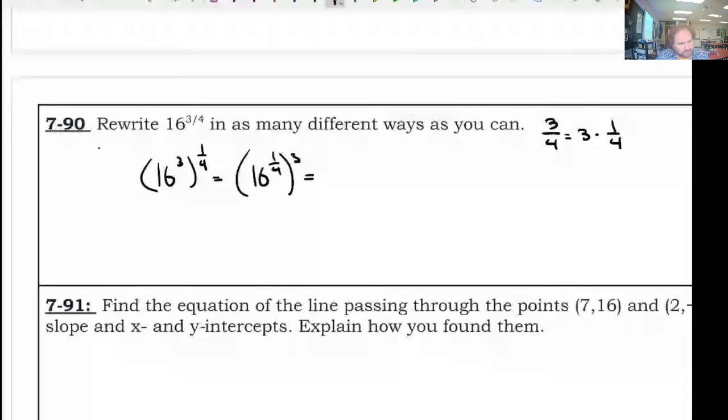Now, the 4th root of 16 is actually 2, because 2 times 2 times 2 times 2 is 16. So this is also 2 to the 3rd power, which is also 8. And those are the 4 ways that I think you can write this expression. There are probably other ways, but that's all I really care about.